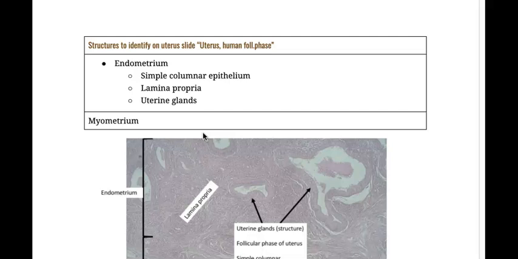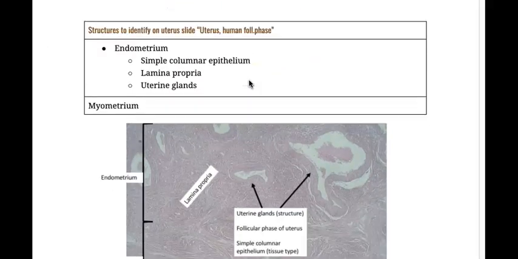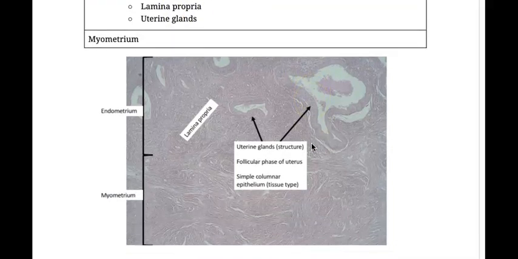Okay, and then looking at the uterus, you'll see there are two main layers, the endometrium and myometrium. In the endometrium, you have these glands. They're going to have simple columnar epithelium in them, and then lots of lamina propria. So that's what you're seeing here. These large structures are uterine glands. All of that space in between them is lamina propria. The tissue type that's making up the borders is simple columnar epithelium.